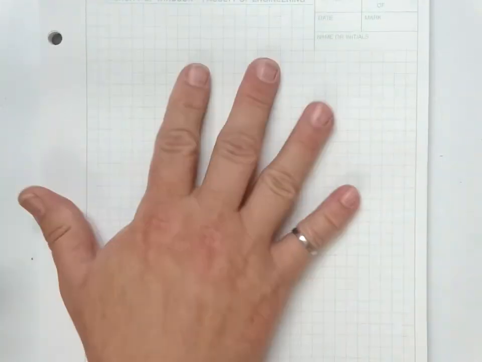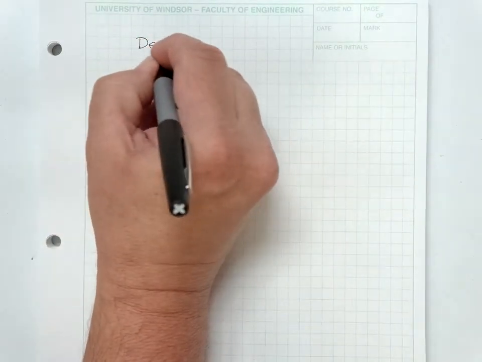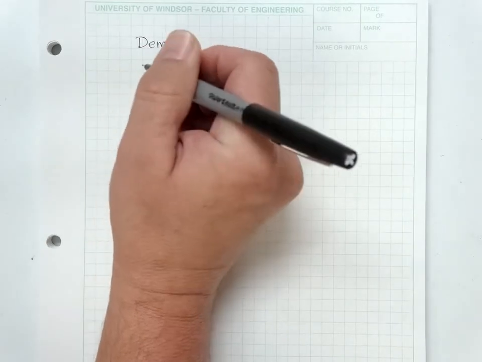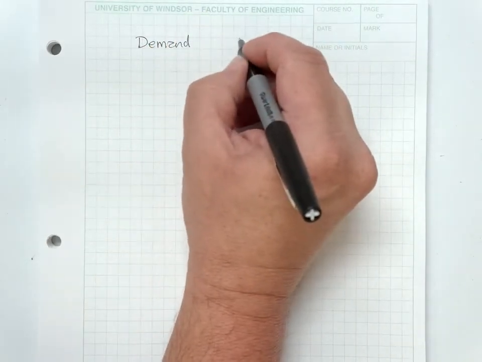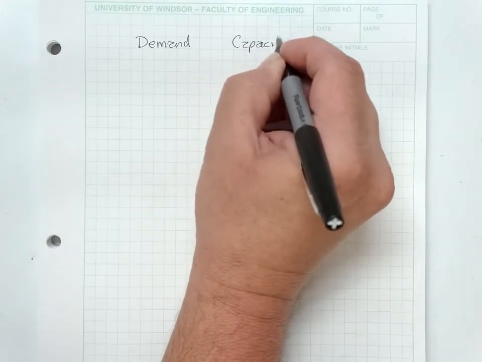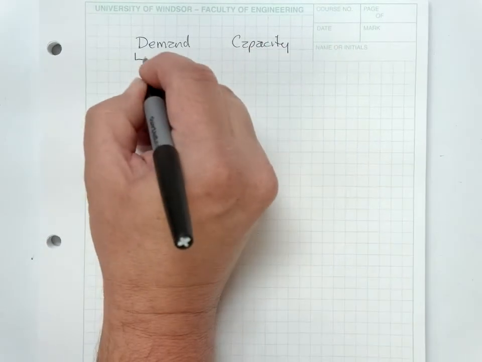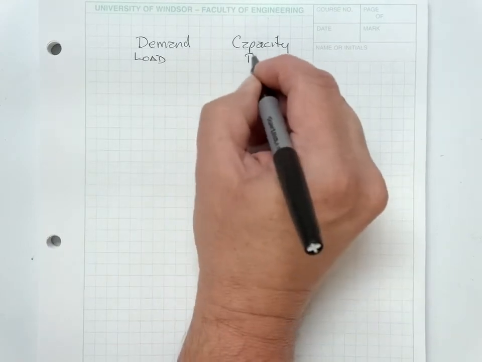Very simple equation to describe structural engineering. We have demand. That's how much load we need to carry. And we have capacity. This is the load, and this is the resistance.